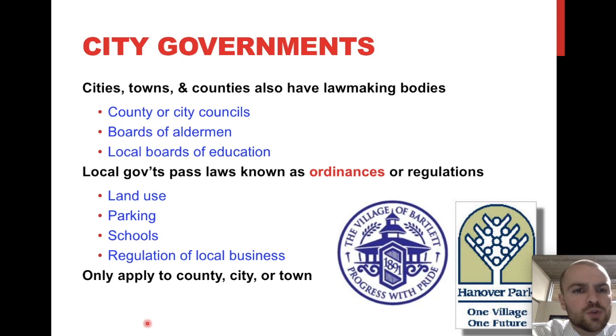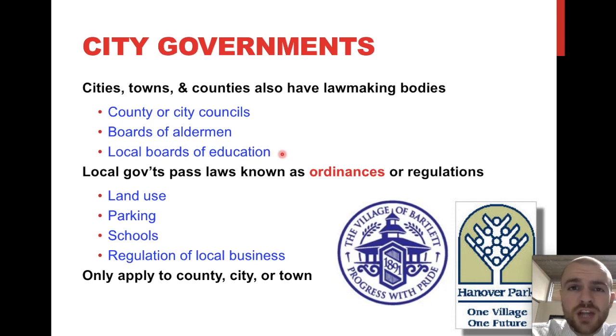Let's jump to city governments now. Cities, towns, counties, they also have lawmaking bodies. You have county and city councils, for example. Those are lawmaking bodies. They're legislators. They create ordinances that have the force of law. Boards of aldermen, which I'm not really going to get into right now.